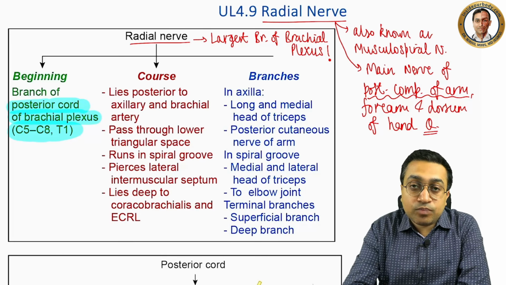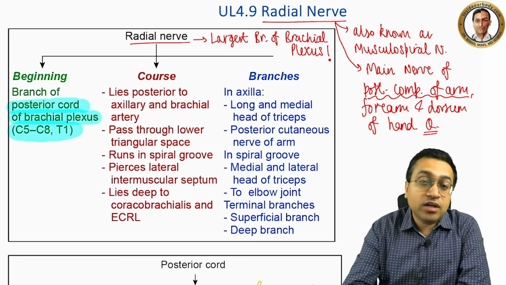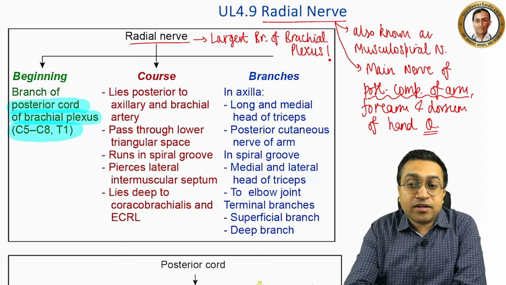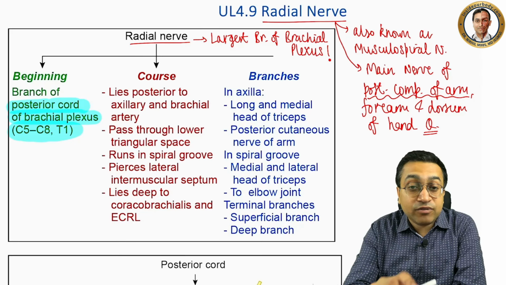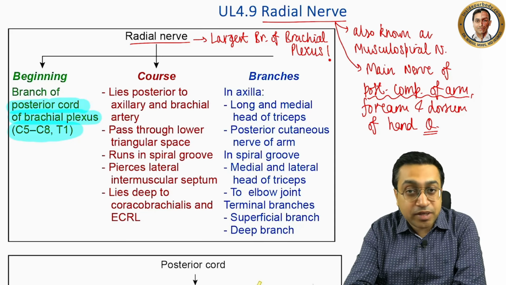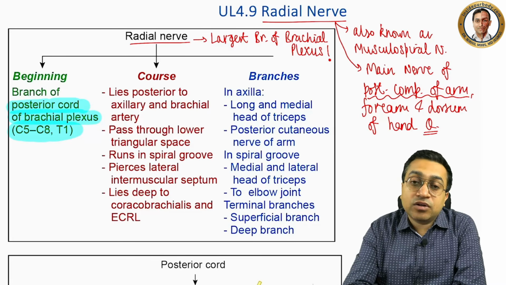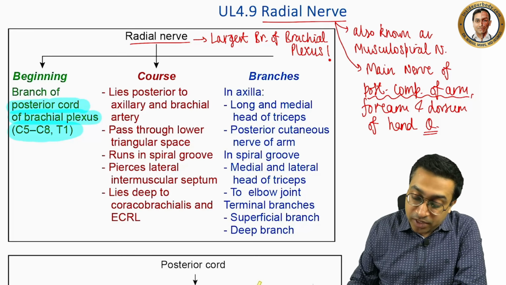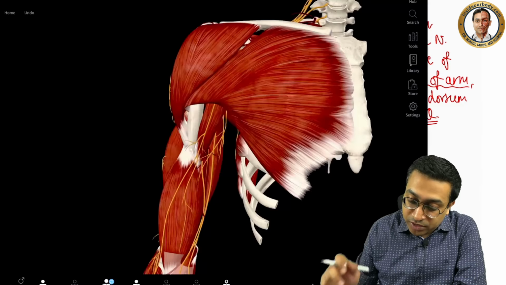Regarding the radial nerve, it originates from the posterior cord of brachial plexus and it enters the arm by crossing the inferior margin of the teres major muscle. As it enters the arm, it lies posterior to the brachial artery, as we know, and it is accompanied by the profunda brachii artery, that is a deep branch. If you remember the profunda brachii artery, let me show you in 3D.